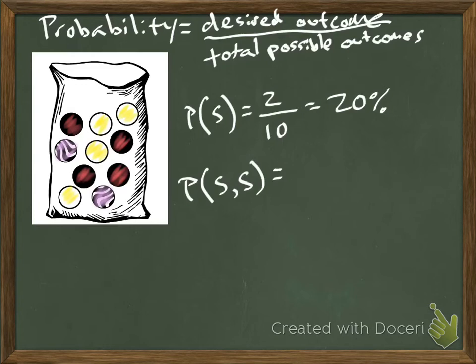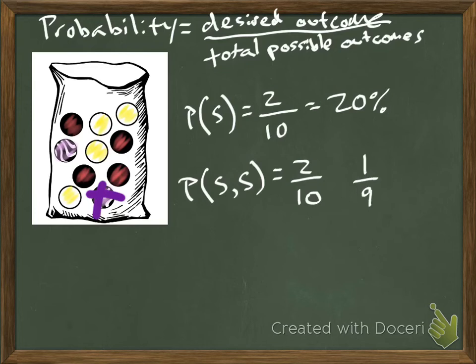Well, in this case, my first event would be a 2/10 probability. However, my second event is dependent. Once I've taken that first strawberry out of the bag, and I've definitely already eaten it, my probability for my second event has changed. My probability for that second event is now 1 strawberry out of 9 total left over.